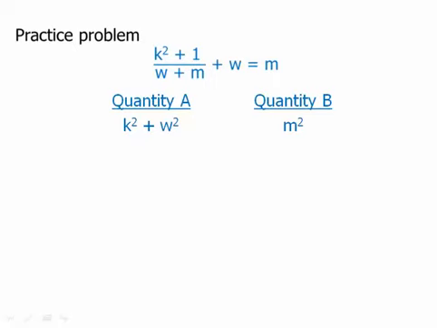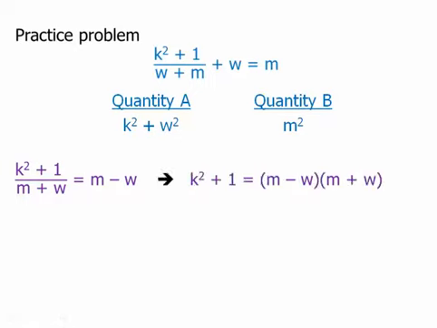Sometimes when you're given one of these very complicated equations before the comparison, it helps to work a little bit with that equation and simplify it. So the first thing I'm going to do is subtract w to get the fraction all by itself. And then notice that I have an m plus w in the denominator and an m minus w on the other side. So that's very suggestive. I notice if I multiplied those, I'd have the difference of two squares pattern. So multiply by that denominator.